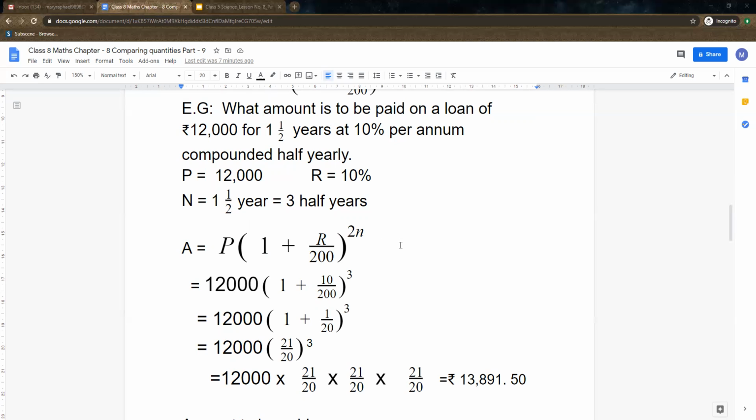3 by 2, so n is 3 by 2, and 2n we have to multiply it by 2. So 2 into 3 by 2, the 2s cancel, we get 3. Or directly we can write that n equals 1.5 years. We know that 1 year is 2 half years and one more half year, so it becomes 3 half years.